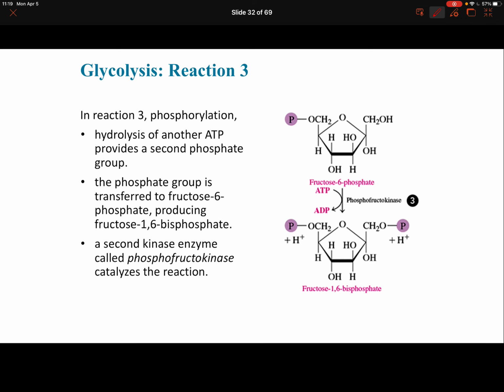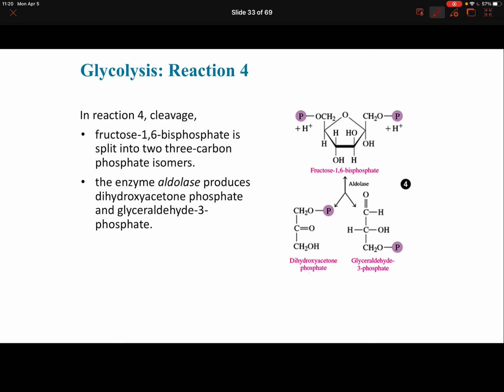In reaction 3, we get another phosphorylation. Here, another ATP provides a second group. We have another kinase. Kinases are often responsible for phosphorylating things. This one's called phosphofructokinase, and it transfers another phosphate group onto the molecule. So this was the second ATP we had to put in to this reaction. And you can see 2 phosphate groups now. Fructose 1,6-bisphosphate.